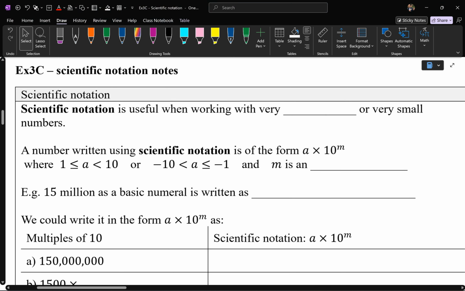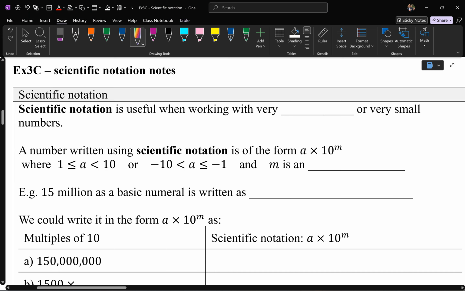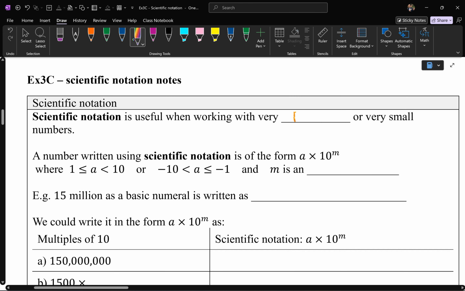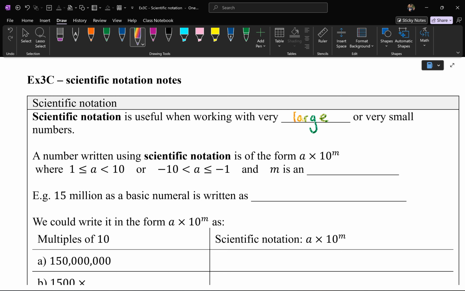Here it is. Let's fill in a couple of blanks with the colorful pen that was kindly suggested. Scientific notation is useful when working with very large or very small numbers.